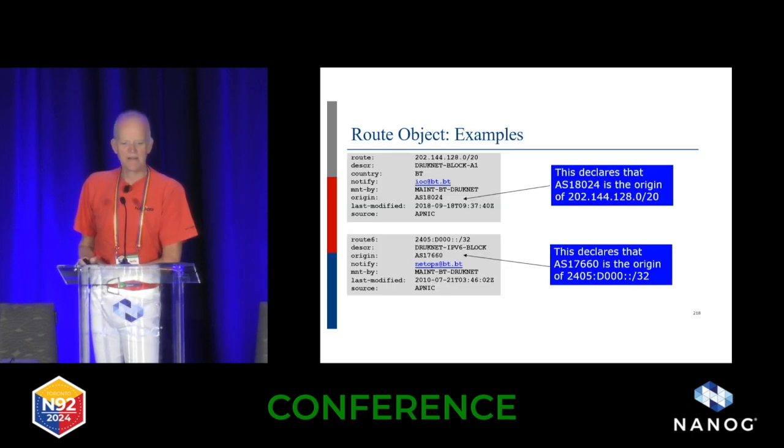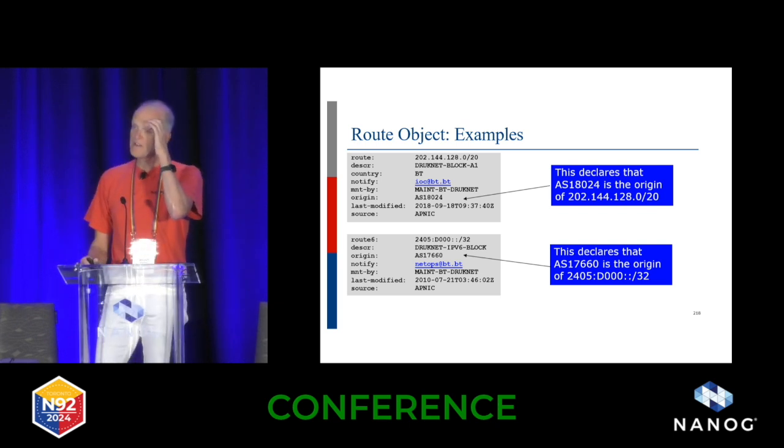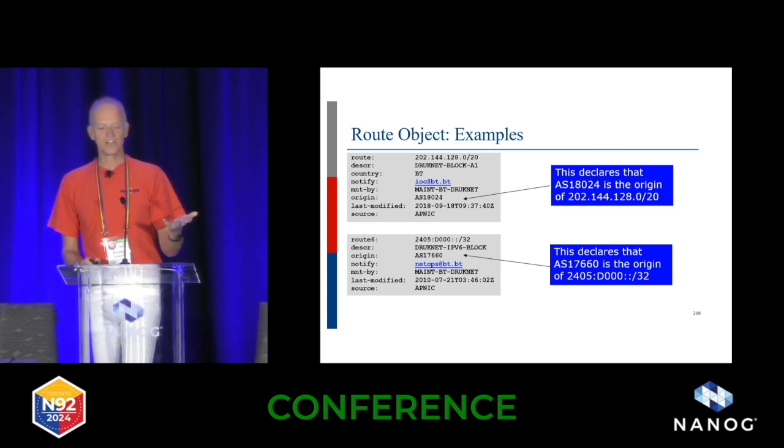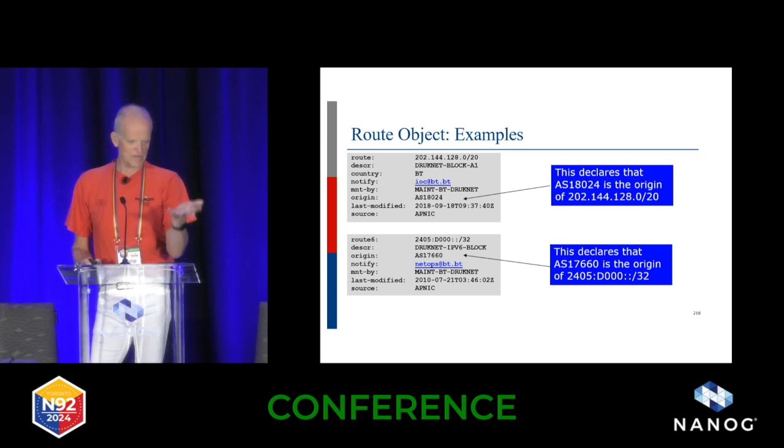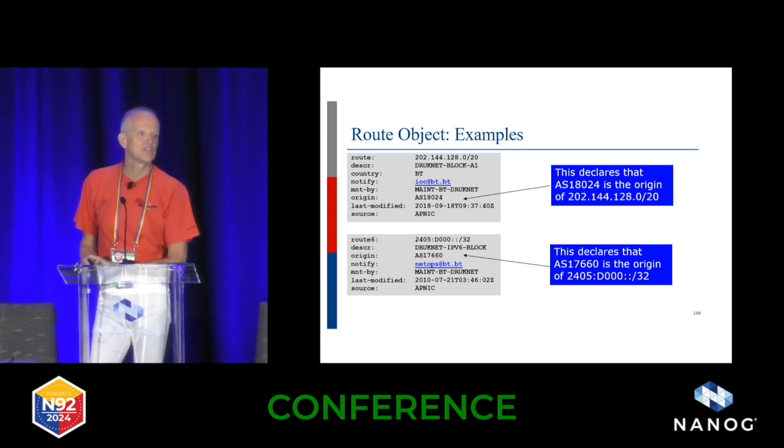So I've just put some examples here. They're a little bit old, 2018, but it gives you the idea what a route object looks like. You've got the prefix that's being announced, the AS that's originating it, and the sources. This is an APNIC version of the IRR.